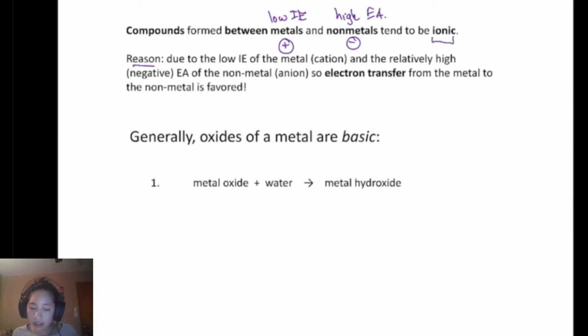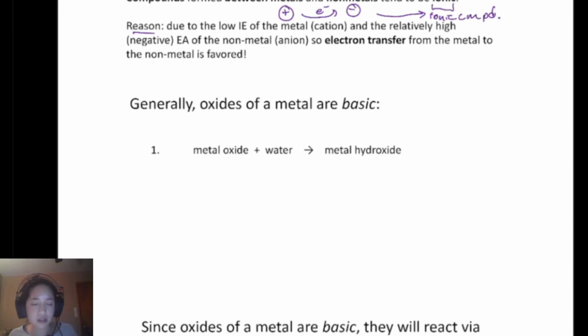So that's why electron transfer happens. Essentially, the metal loses an electron because it's quite easy to lose an electron, and then that nonmetal gains an electron because of its high electron affinity. And so that's why this transfer of an electron happens to form an ionic compound. So that explains why I always told you that you have to have a metal and a nonmetal to make an ionic compound, and a nonmetal and a nonmetal to produce a molecular compound. Okay, so I told you that I would explain the oxides, basic versus acidic stuff.